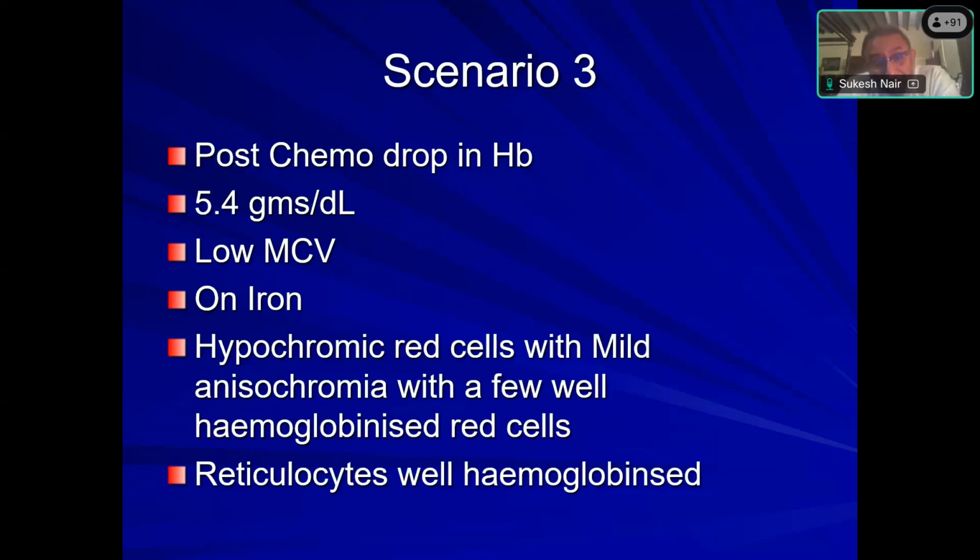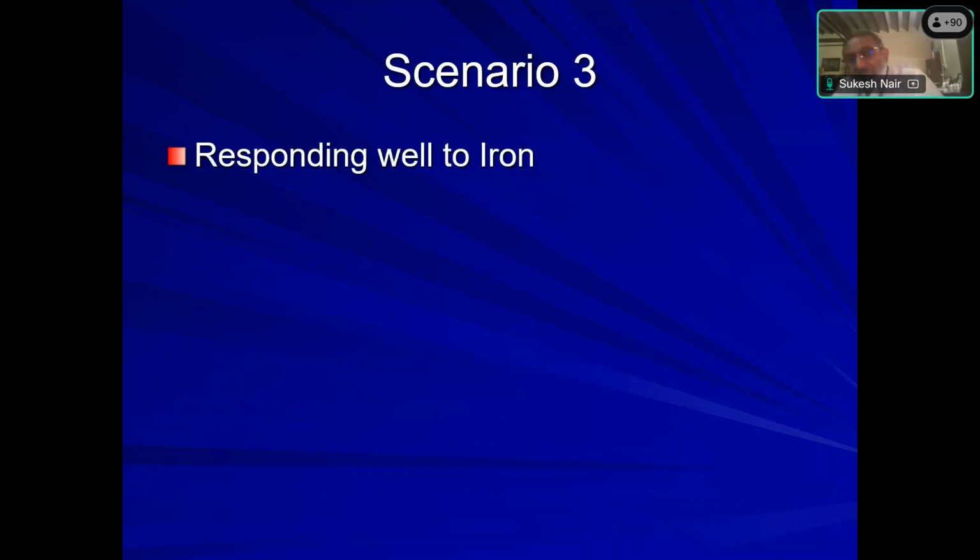I found there are hypochromic red cells with definite anisochromia, but few of the red cells were very well hemoglobinized. So immediately I looked at the reticulocyte and I found that reticulocytes were also well hemoglobinized. All the reticulocytes. There was no anisochromia in the reticulocyte. All the reticulocytes were well hemoglobinized. That means all the reticulocytes that are coming out, which is also on the higher side, because she has got reticulocytosis, these reticulocytes are going to have fantastic hemoglobin. So I called the husband and said, it's responding well to iron.